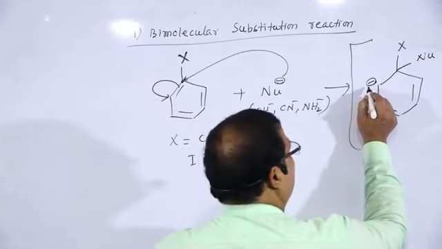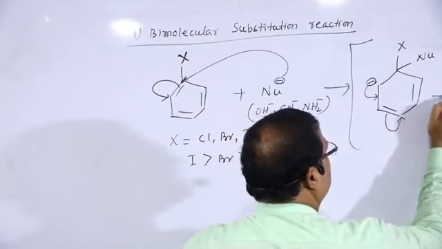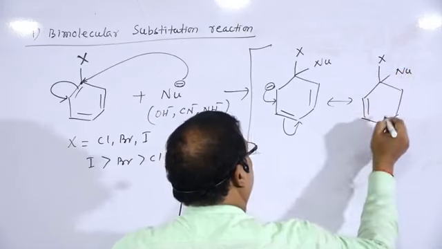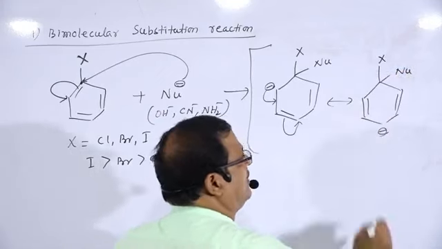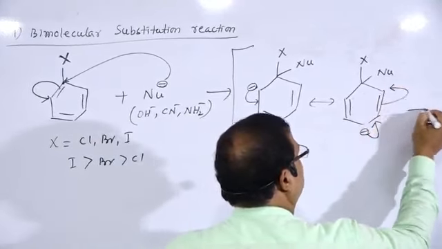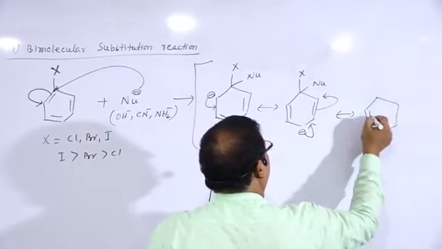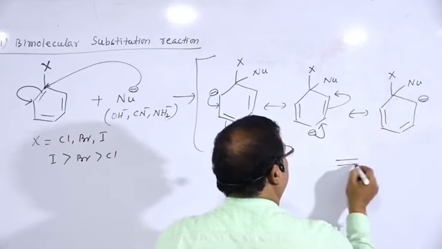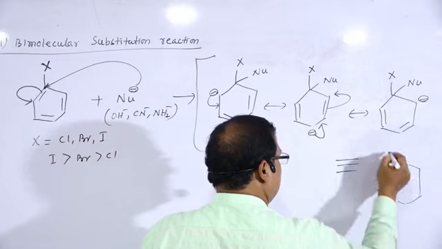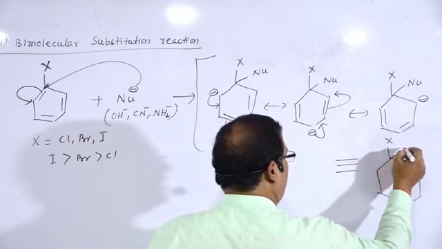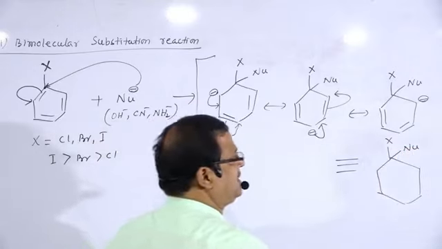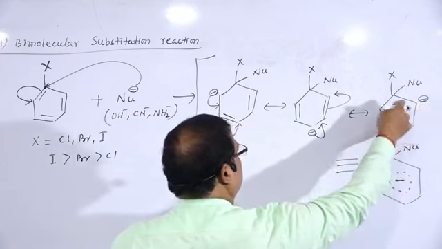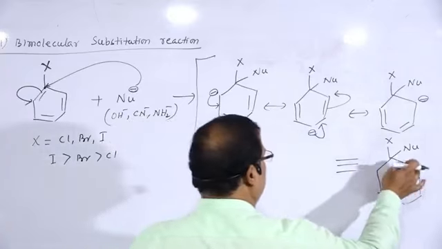Next, this is resonance stabilized, with the negative charge and bonds shifted to the next atom again. In the resonance hybrid, X is the halogen and Nu is the nucleophile, CN-, OH-, etc. The electron density becomes more, because the negative charge is present in the ring.